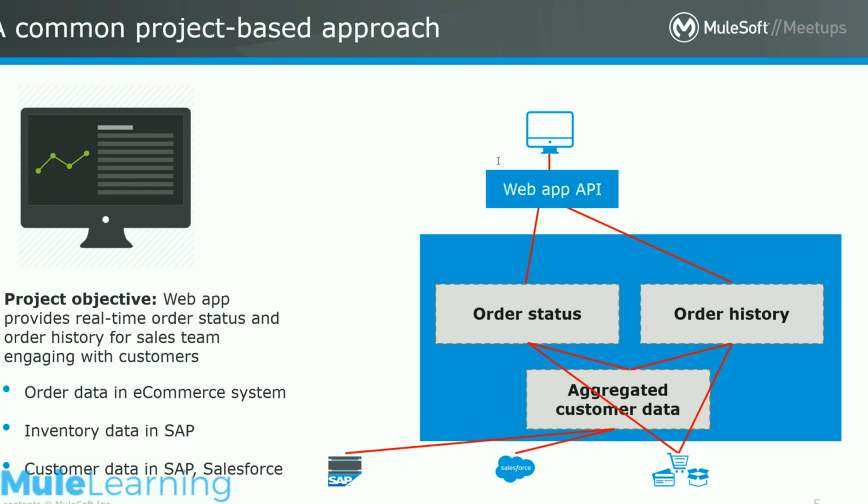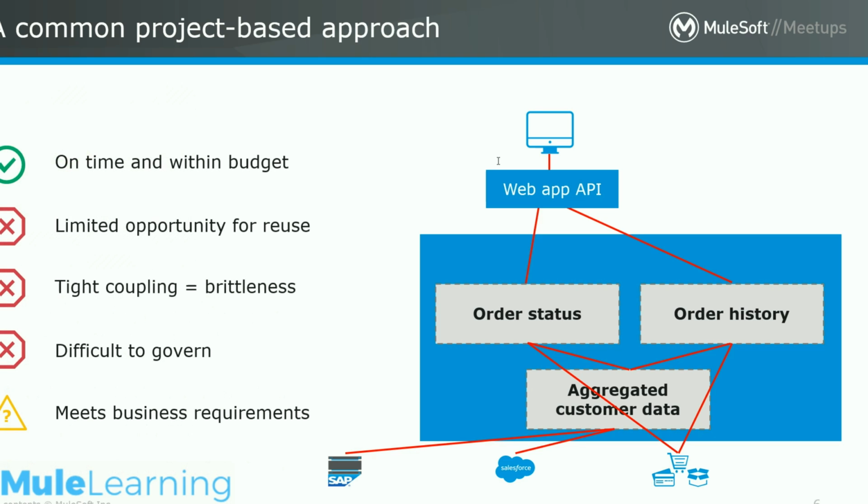But the problem with this is, if this is one big application, it's just like a point-to-point integration pattern, right? Is there any opportunity for code reuse here? Well, no, not at all. Even if you can deliver it on time, which typically you can, you've got limited opportunity for code reuse.